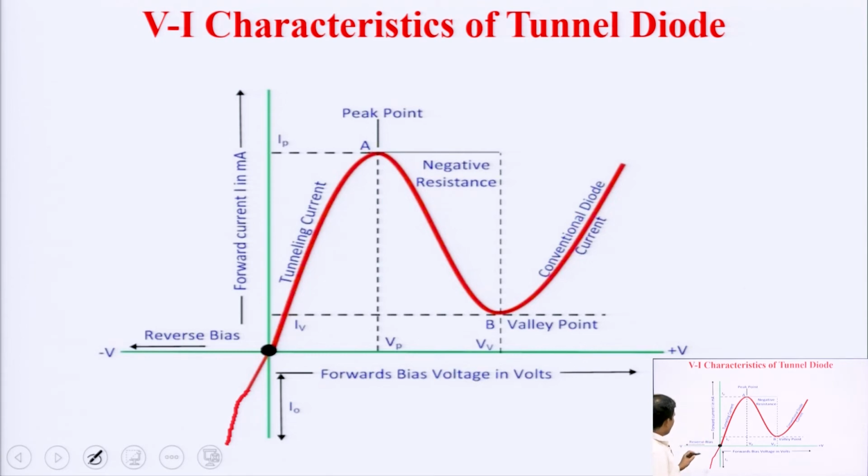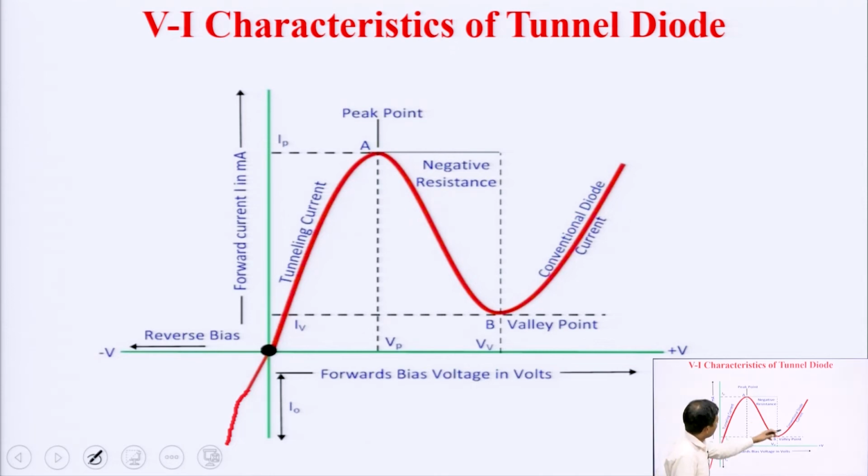This is the curve, and we can see in the reverse bias that it cannot hold the reverse voltage. As we apply the negative voltage, it gets breakdown. This means it cannot hold the reverse voltage. This means we cannot use the tunnel diode for the rectifier circuit or for rectification purposes.